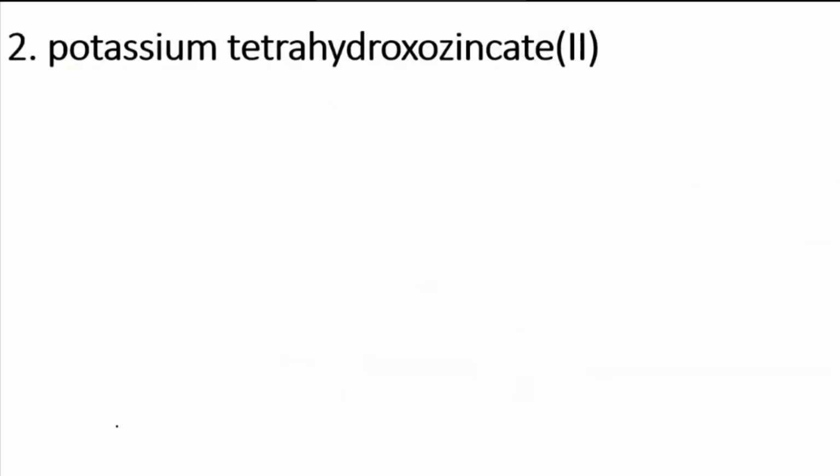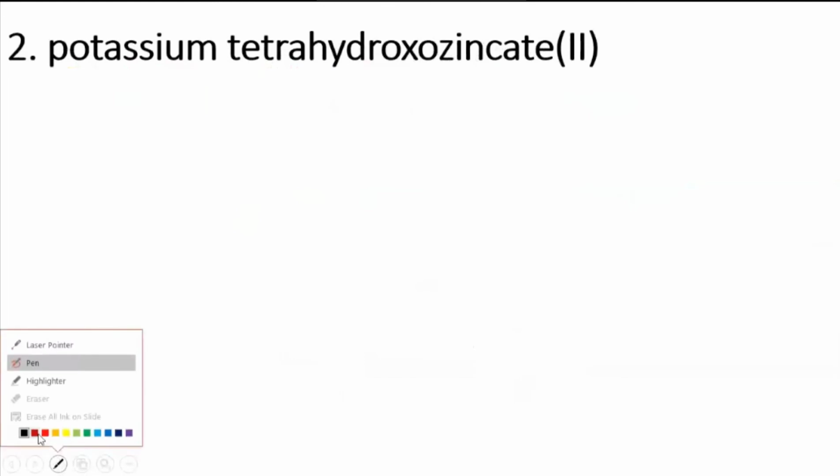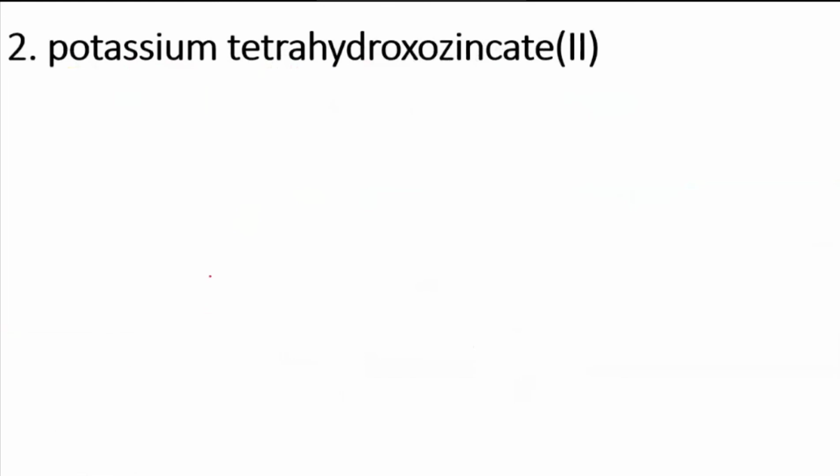Note down the second one. Can you identify which complex this is? Cationic, anionic, or neutral? Identify. Cationic, anionic, or neutral? Yeah, very good. It's an anionic complex.